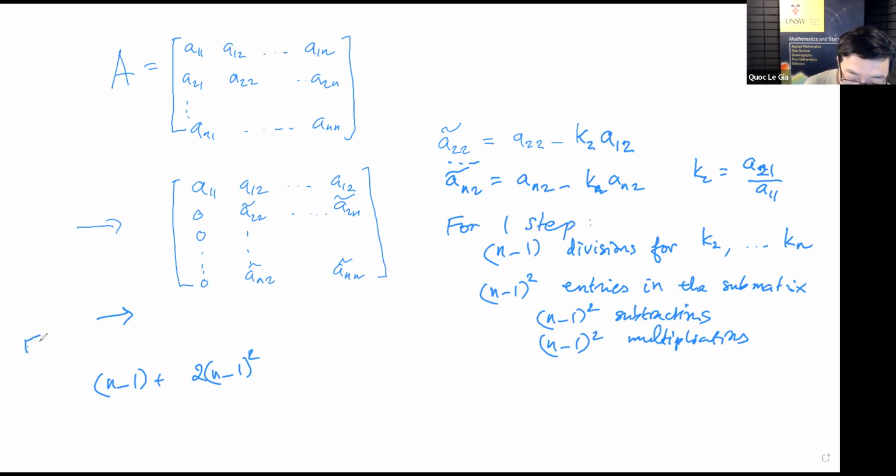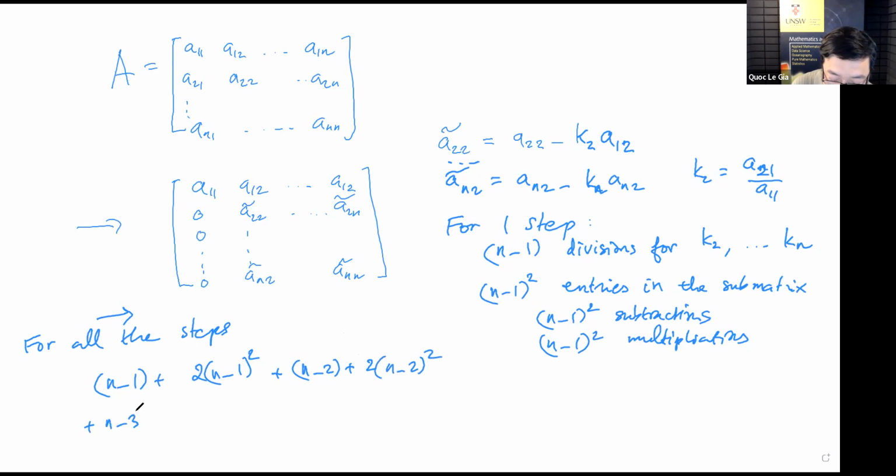So for one step, you need n minus 1, right? And then the next submatrix will be of the form n minus 2, right? Plus 2(n minus 2) square. And then the next one will be n minus 3 plus 2(n minus 3) square, and so on, until you have 1 plus 2 in the very end, right?